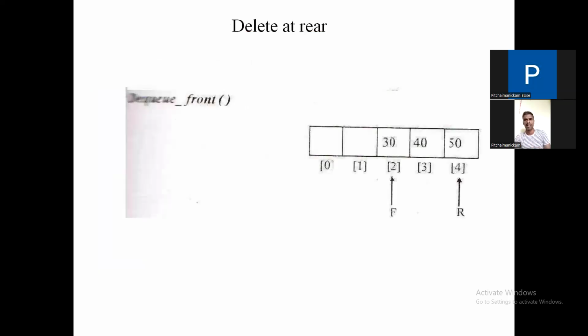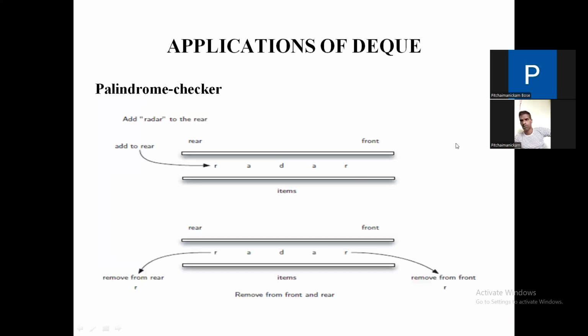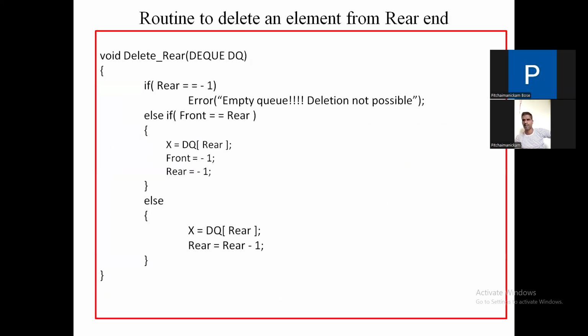Now delete at the rear. Deleting at the rear means we need to delete the element at the rear side. So this is a possibility we are doing. What is the code we are going to follow for this?